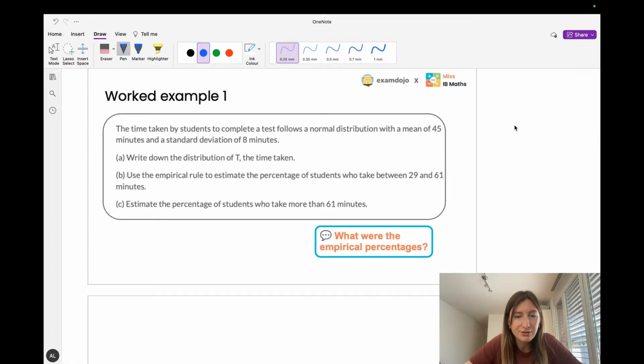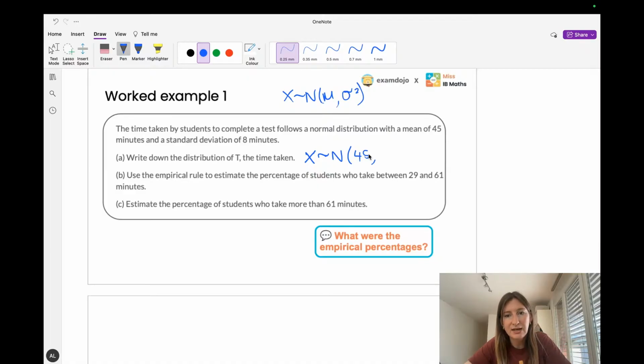The time taken by students to complete a test follows a normal distribution with a mean of 45 minutes and a standard deviation of 8 minutes. Write down the distribution of t, the time taken. So that just means write down what the distribution looks like. We have a variable x, and if they don't tell us otherwise, we just say x with the little squiggle. It's distributed normally, and we had the mean and then standard deviation squared. So mean is 45, standard deviation is 8, and we write it squared. So we actually write it like a variance. This is just the typical way that it's shown.